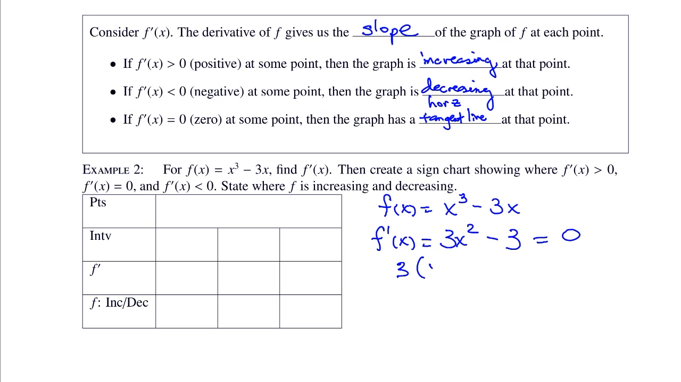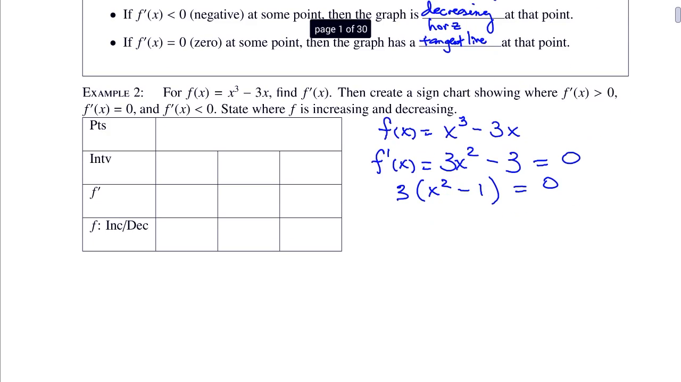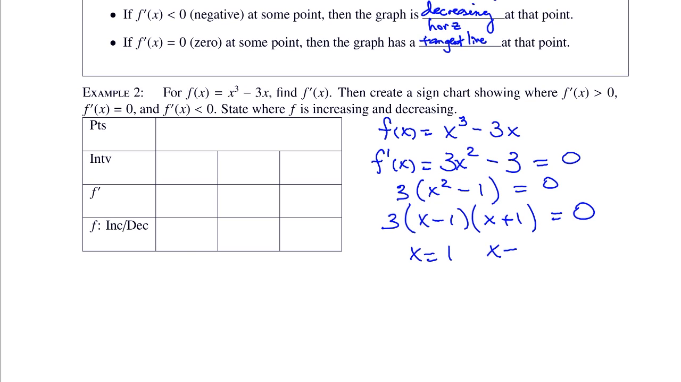Factor out the 3 from 3x squared minus 3. That gives me 3 times x squared minus 1. Factor x squared minus 1. And to no surprise, that gives me x equals 1 and x equals negative 1, just as we stated previously. Remember, the 3 doesn't count because that would be 3 equals 0, which has no solution.